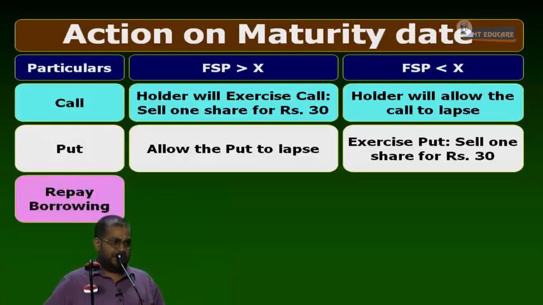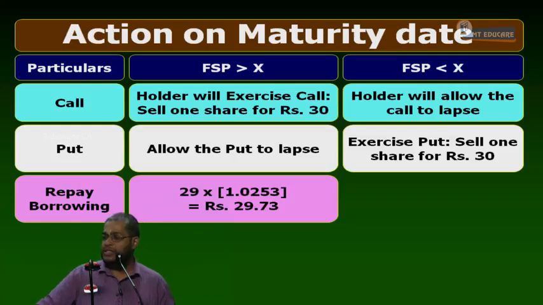Repay borrowing. How much did I borrow? 29. When I repay 29, along with what? Interest. So to repay the borrowing, 29 into e to the power of compounding, we do. Yes or no? 1.0253.